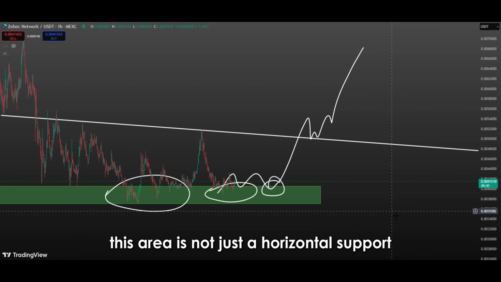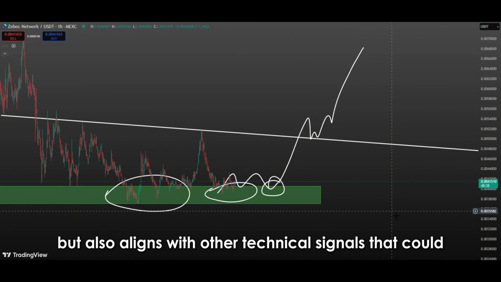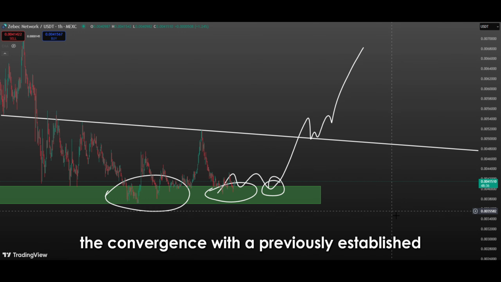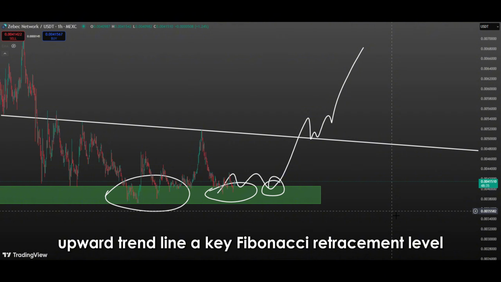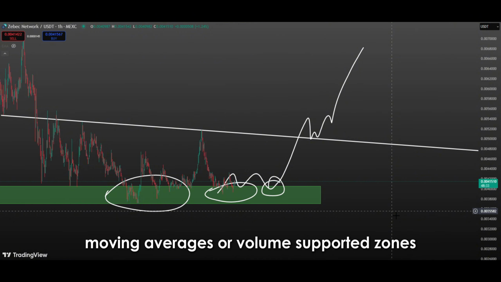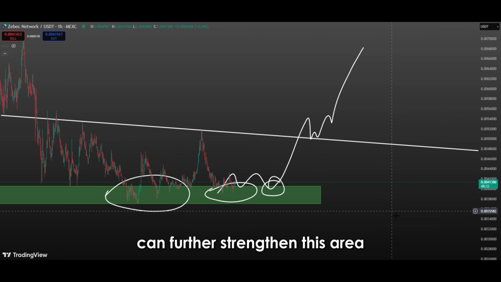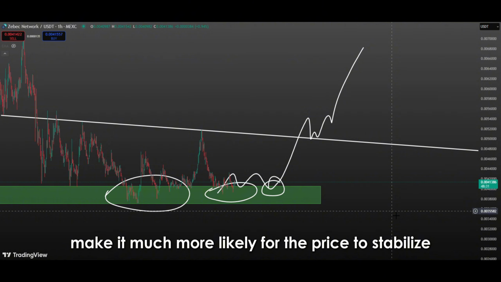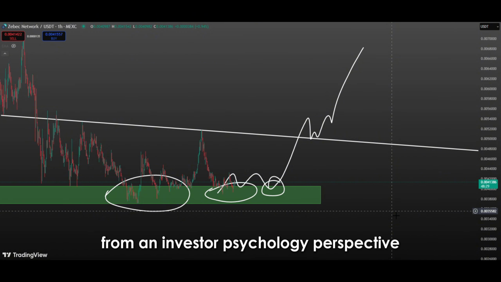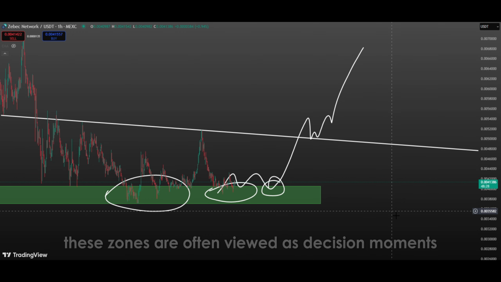Furthermore, this area is not just a horizontal support, but also aligns with other technical signals that could support upward movement. For example, the convergence with a previously established upward trend line, a key Fibonacci retracement level, moving averages, or volume-supported zones can further strengthen this area. These kinds of confluent support zones make it much more likely for the price to stabilize here and then initiate an upward move. From an investor psychology perspective, these zones are often viewed as decision moments.